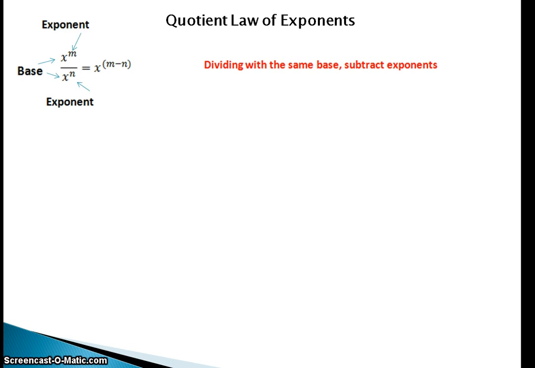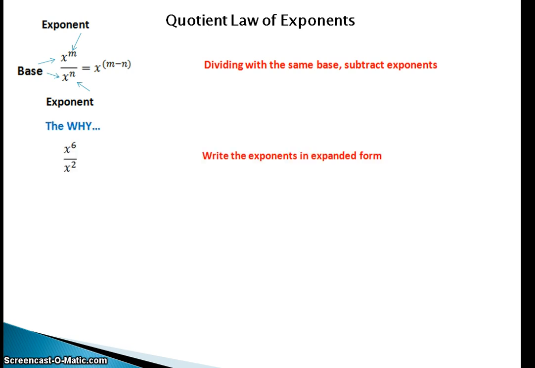Next is the quotient law of exponents. Now, as the word quotient suggests, we're talking about division here. If we are dividing two expressions with the same base, I can subtract the exponents. So you can see this is very similar to the last thing we looked at, only this time it's division. Now, why does this work?